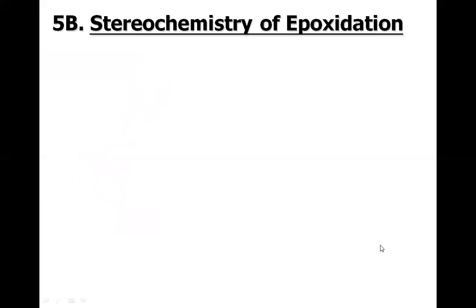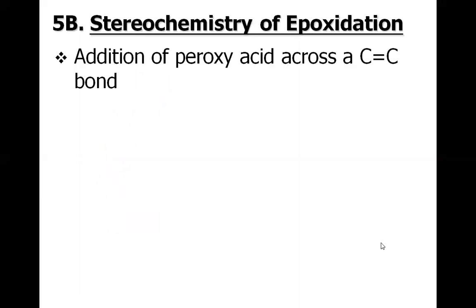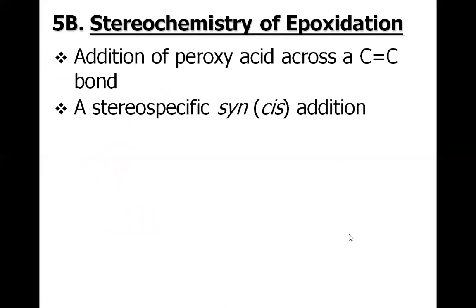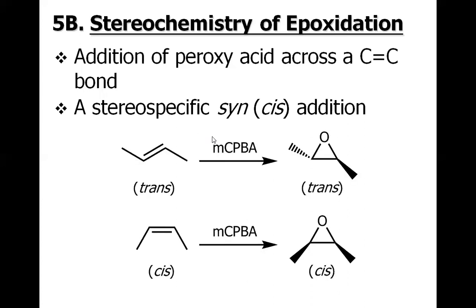Now let us discuss the stereochemistry of epoxidation. Addition of peroxy acid across the C=C bond is a stereospecific type of reaction. Stereospecific means the stereochemistry of the starting material dictates the stereochemistry of the product. If it is a trans alkene as the starting material, we will end up with a trans epoxide. If it is a cis alkene as the starting material, we will end up with a cis epoxide. So this is a very much stereospecific reaction.